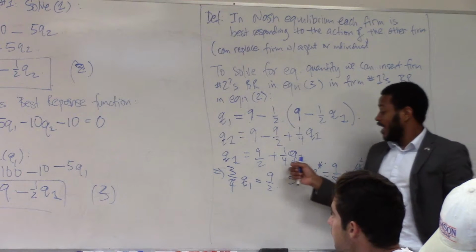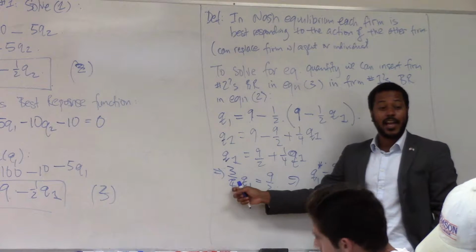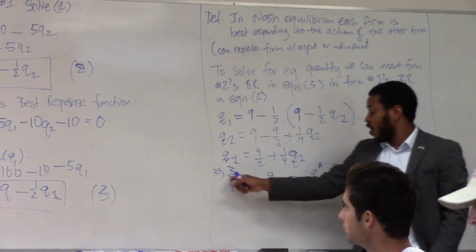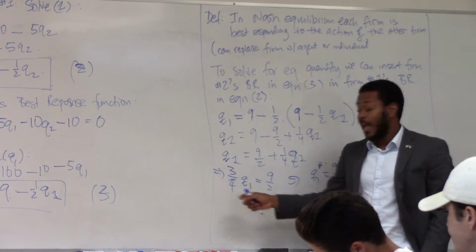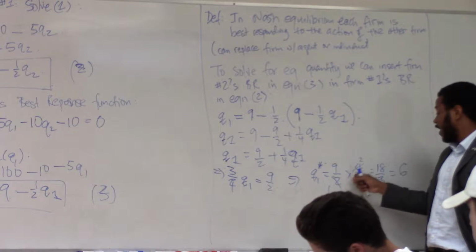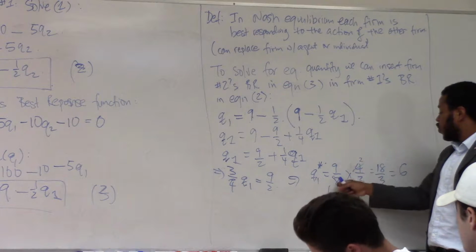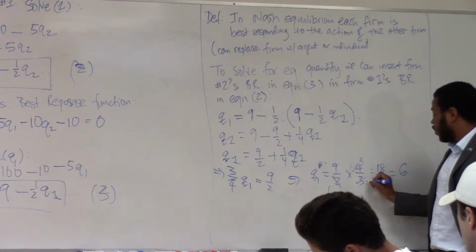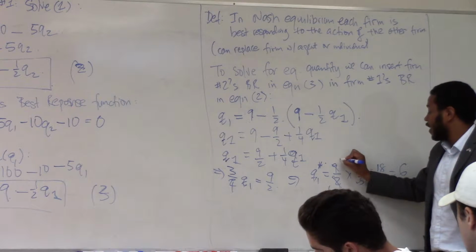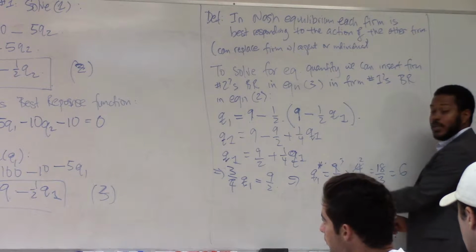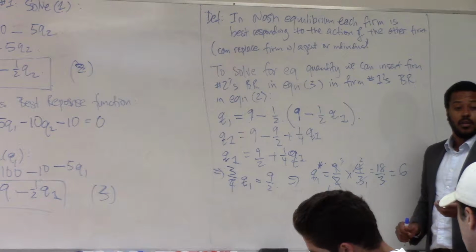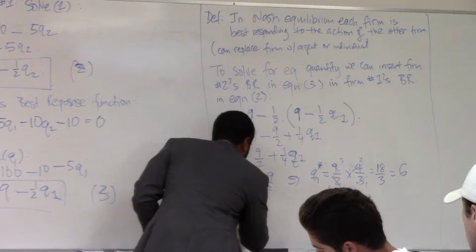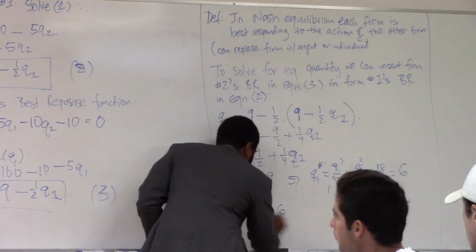Okay, good. We take the quarter Q1 over to the right-hand side, and we get 3/4 Q1 is equal to 9 halves. And then we can just cross multiply by 4 over 3 to get Q1 is equal to 9 halves times 4 over 3. 2 goes into 2 once, 2 goes into 4 twice. We can also cancel: 3 goes into 3 once, 3 goes into 9 3 times. We get 3 times 2 over 1 times 1, which is 6. So we get Q1 star is equal to 6.